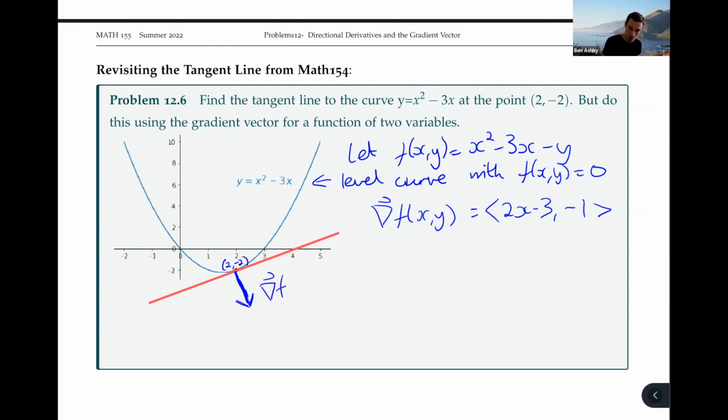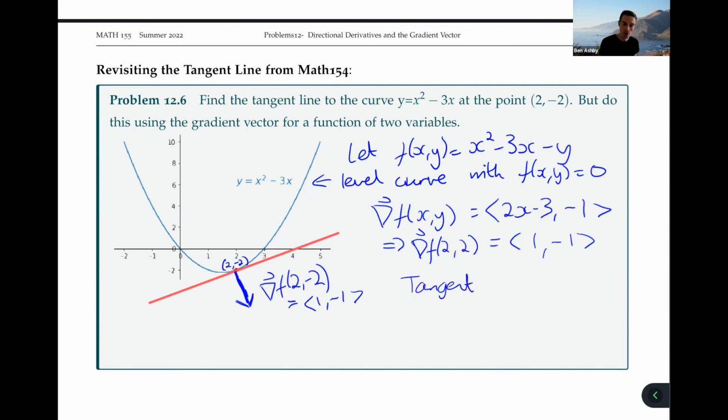So grad of f of x, y, in this case grad of f at (2, minus 2), is going to point away like this. We can just substitute our values in. So grad of f at (2, minus 2) is just going to equal (1, minus 1). So this gradient vector here is just (1, minus 1). Okay, so how is that useful? Well, we know that our tangent line is also going to be orthogonal to our gradient vector. So our tangent line is going to satisfy grad of f at (2, minus 2), dotted with a vector v that goes in the direction of our tangent line.